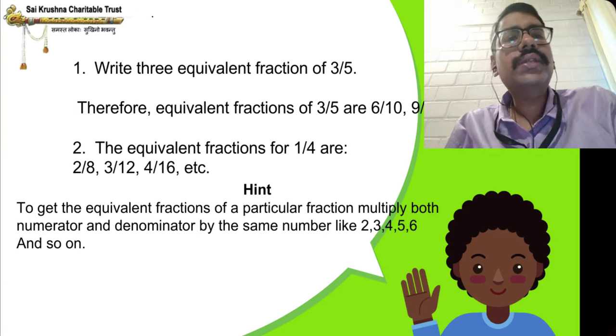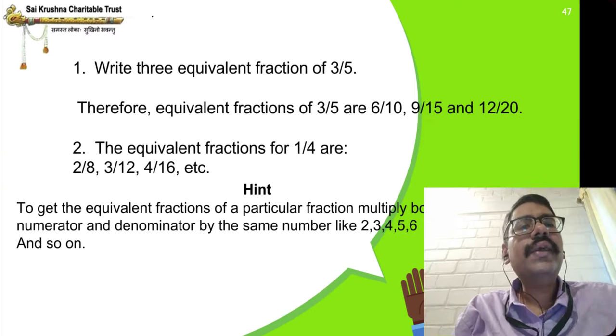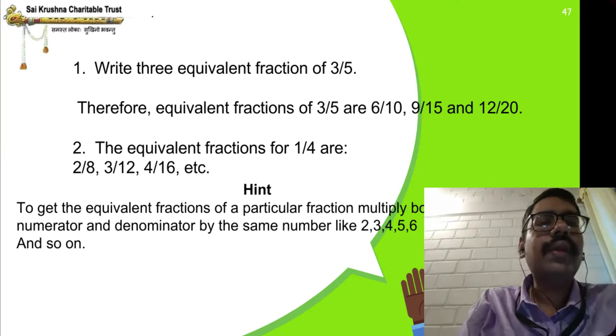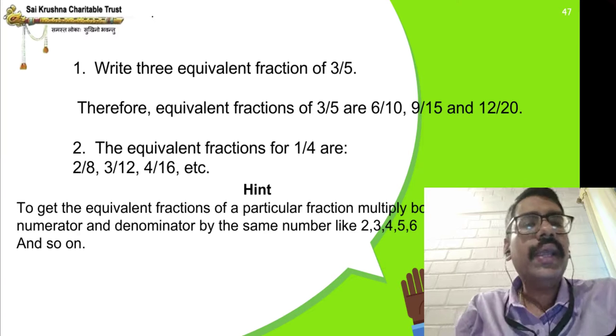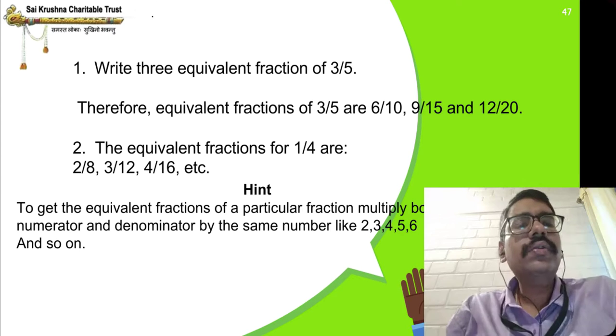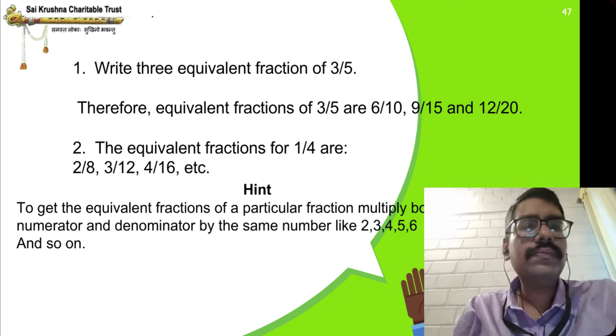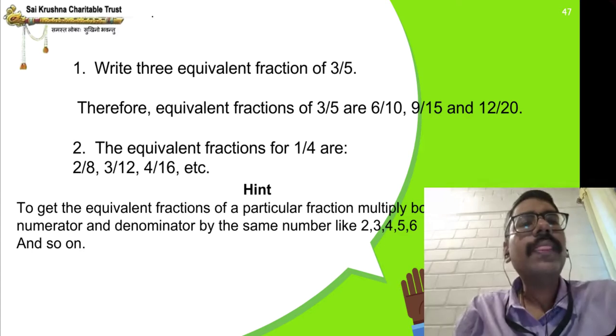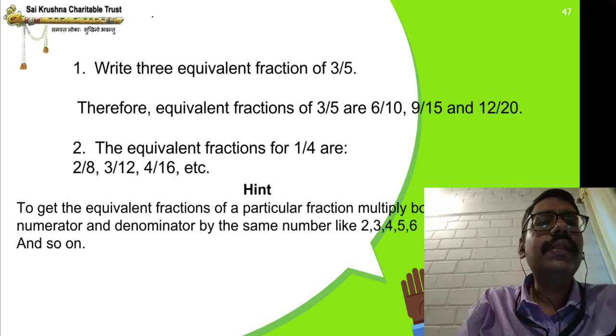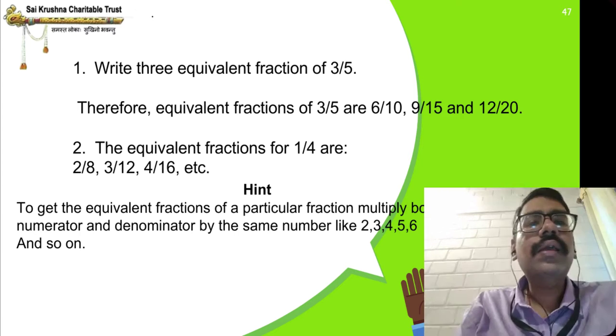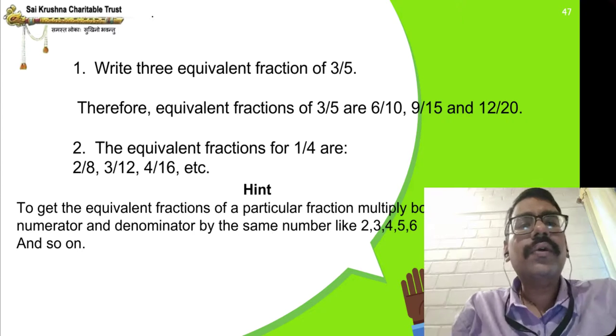Write 3 equivalent fractions of 3 by 5. 3 by 5, 6 by 10, 9 by 15, 12 by 20. So if we simplify 6 by 10, 3 twos are 6, 2 threes are 6, 2 fives are 10. We'll get 3 by 5. 3 threes are 9, 3 fives are 15. 3 by 5 again. 4 threes are 12, 4 fives are 20. 3 by 5.